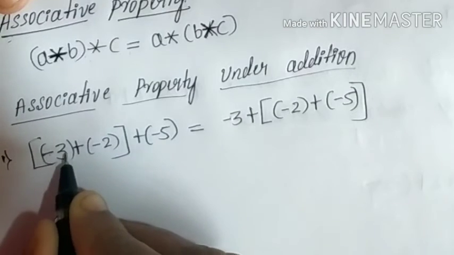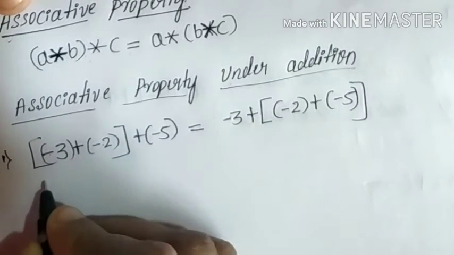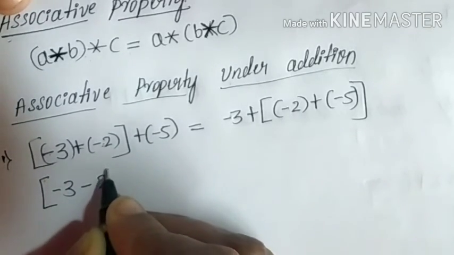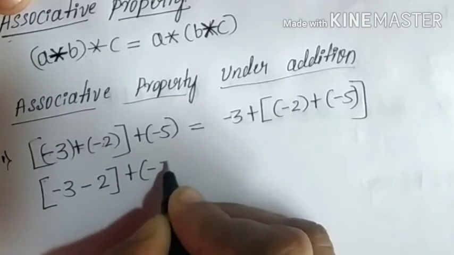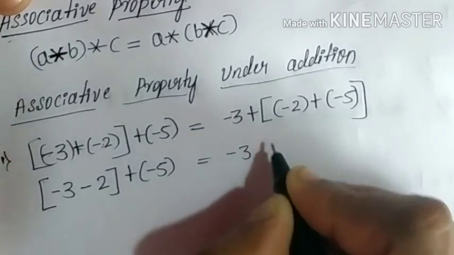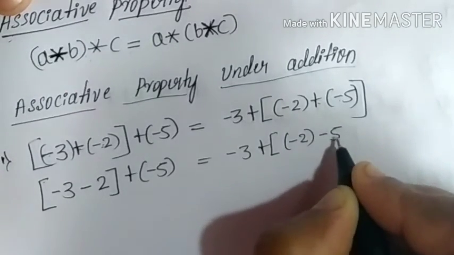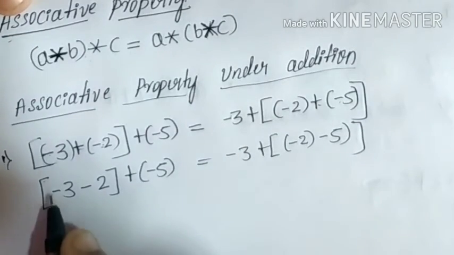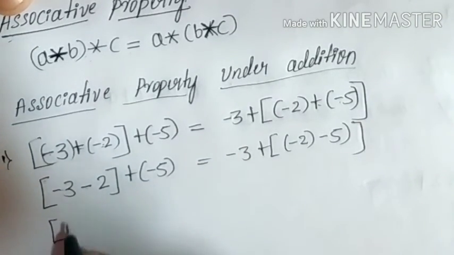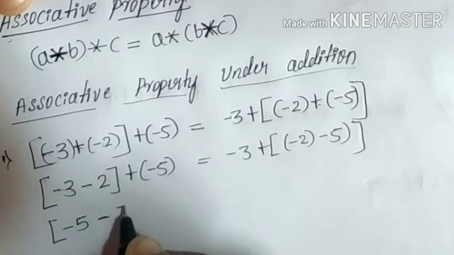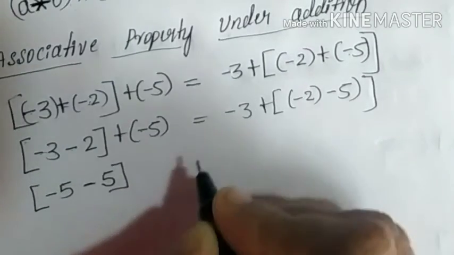Then minus 3 plus minus 2. See here, minus 3 plus minus 2, plus minus 5. Then minus 3 minus 2: minus minus, plus. We have to add these two, that gives 5, and the greater number has the negative sign. Then plus minus is minus. So minus 5.